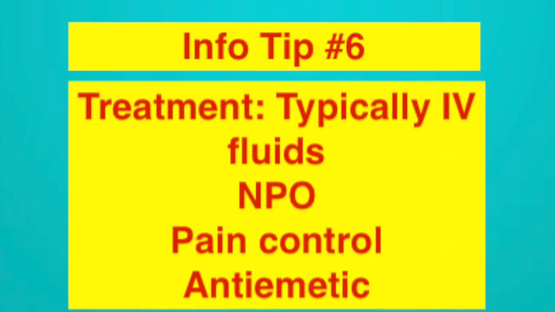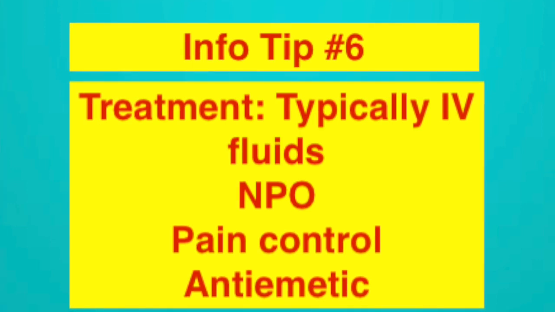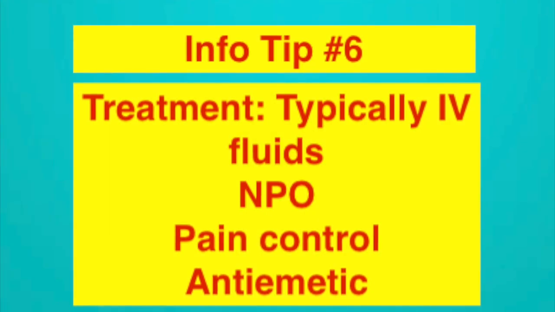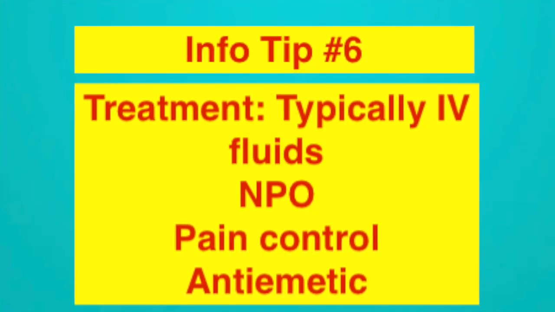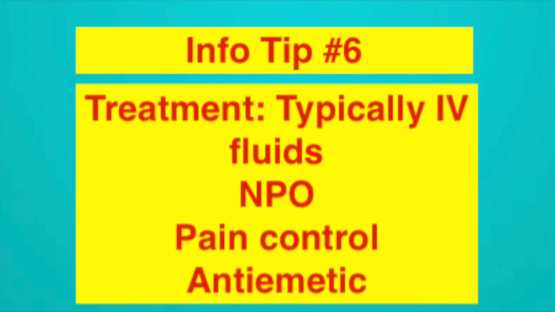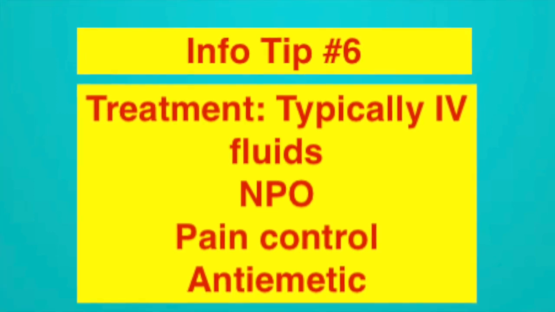Info tip number 6. You can see the basic treatment here is typically IV fluids, keeping the patient NPO so it doesn't stimulate any pancreatic enzymes any further, pain control, and antiemetics. Usually when these patients come in, they are pretty restless and having some pain, usually on the left side of their abdomen, nausea and vomiting, very uncomfortable.